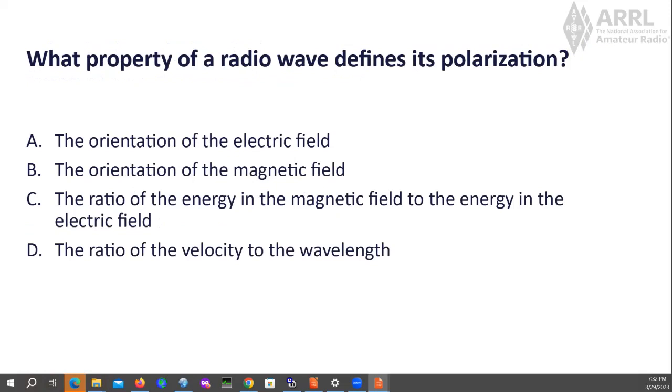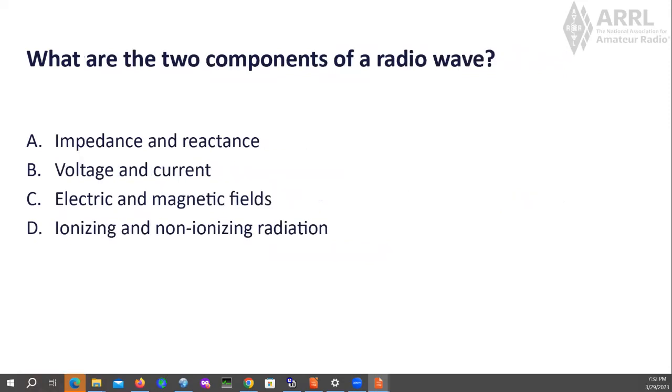What property of a radio wave defines its polarization? The orientation of the electric field. That's A. What are the two components of a radio wave? The answer is C, electric and magnetic fields.